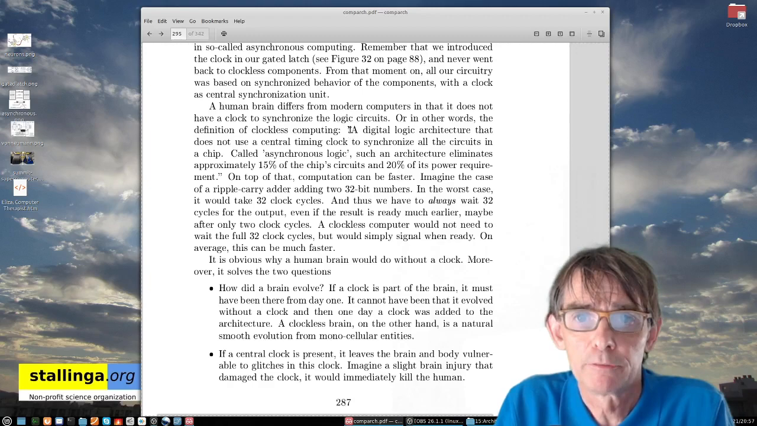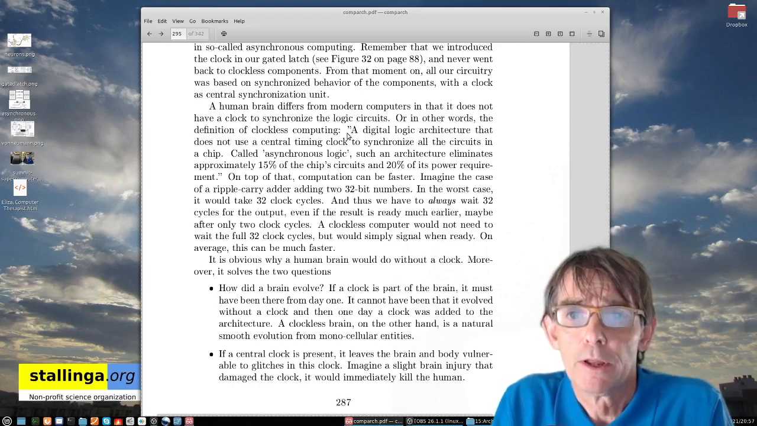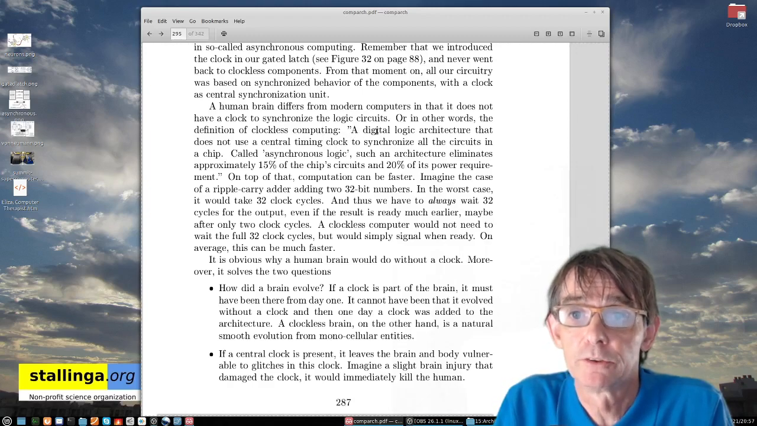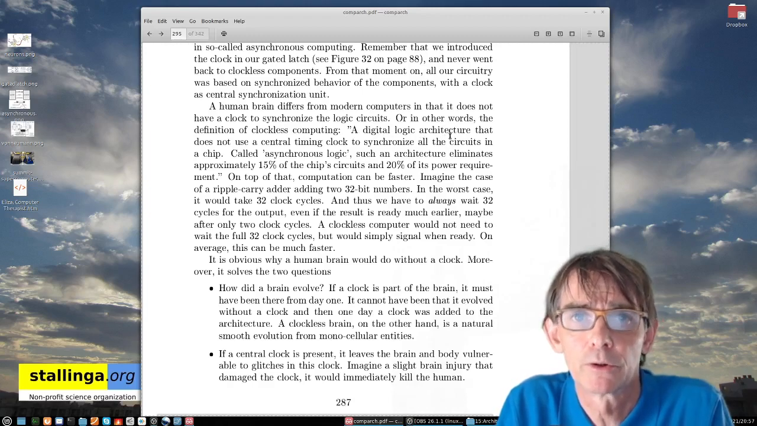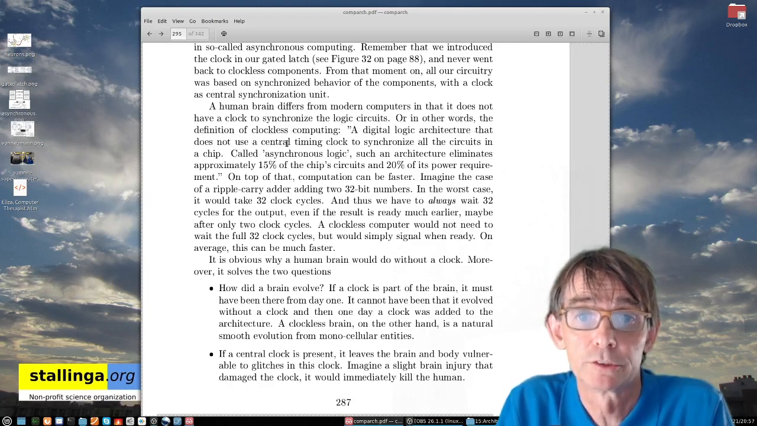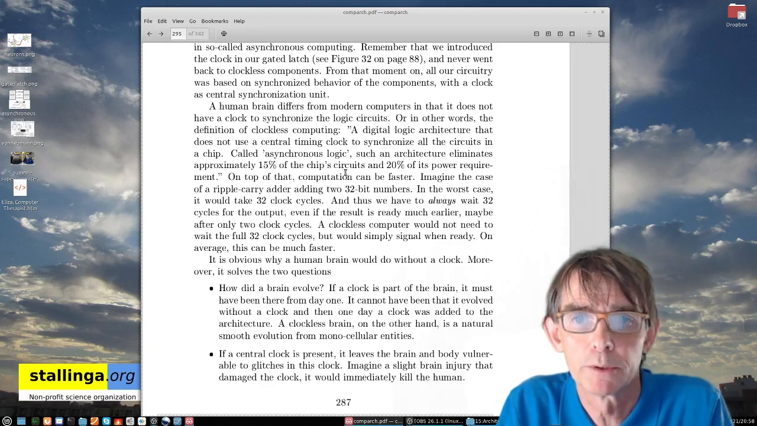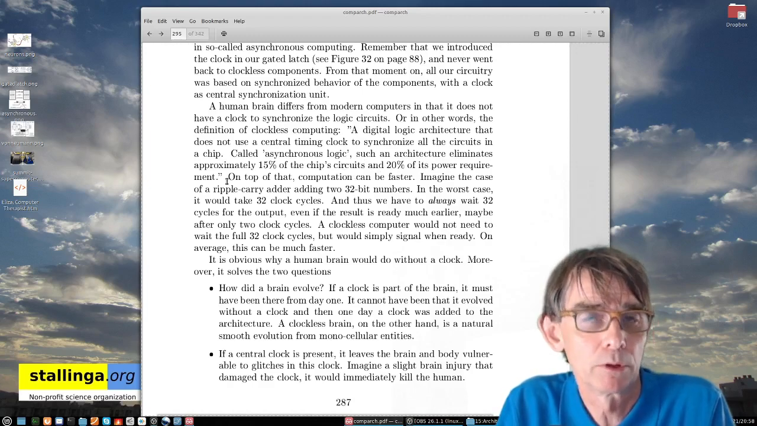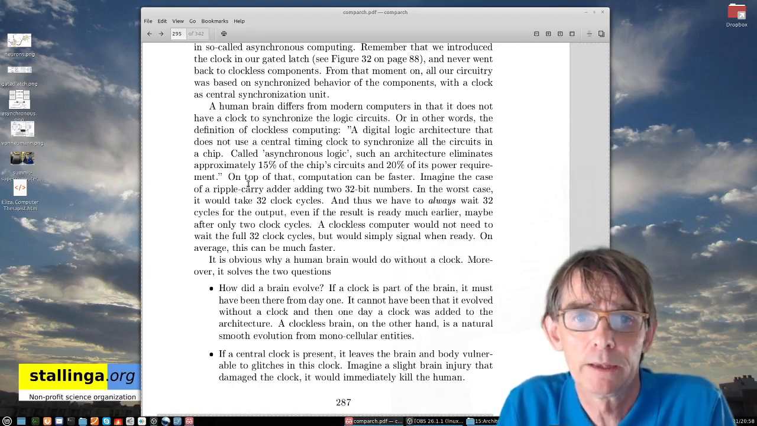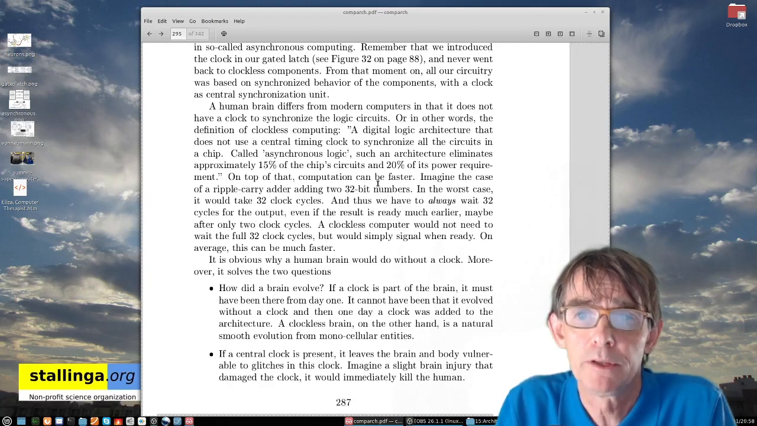And this is what we also call asynchronous computing. To give you an idea, I found this text somewhere, and it says: clockless computing or asynchronous computing is a digital logic architecture. Nice that they use the word architecture, so that it fits into our computer architecture lectures. A digital logic architecture that does not use a central timer clock to synchronize all the circuits in a chip, called asynchronous logic. Such an architecture eliminates approximately 15% of the chip circuits, so it's cheaper, and 20% of its power requirement. Oh, that's also nice. And then I add here, on top of that, the computation can be faster.